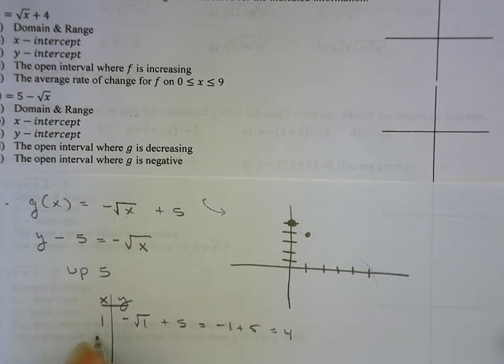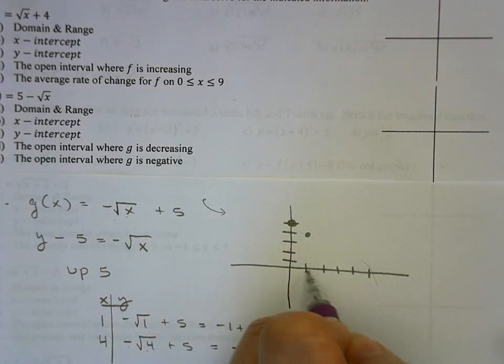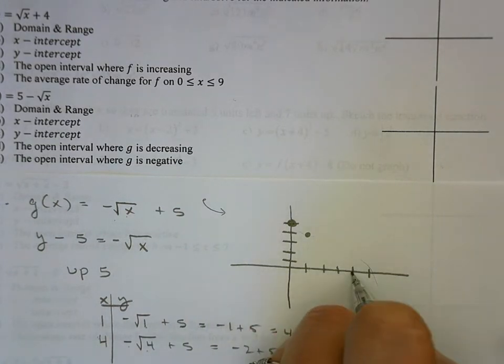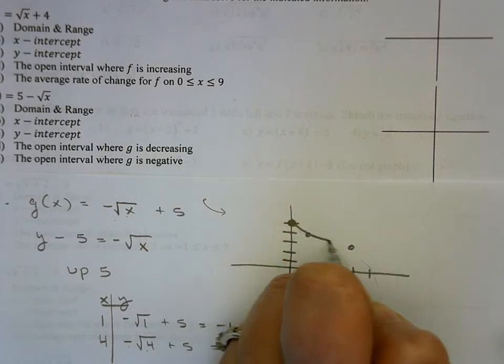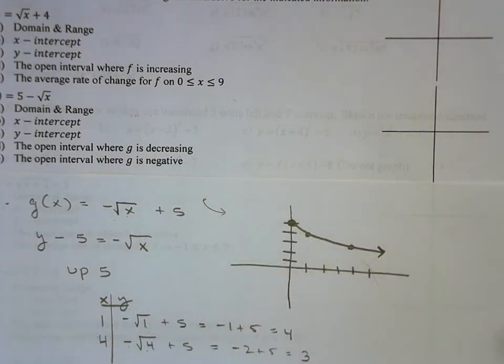I know the square root of 4. So if x were 4, I can work that problem out. So that would be negative root 4 plus 5. So that's negative 2 plus 5, which is 3. So over 4 and then up 3. So somewhere around there. Okay, so there's my graph.